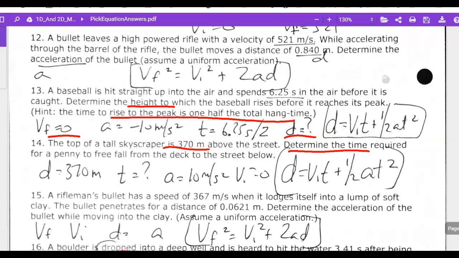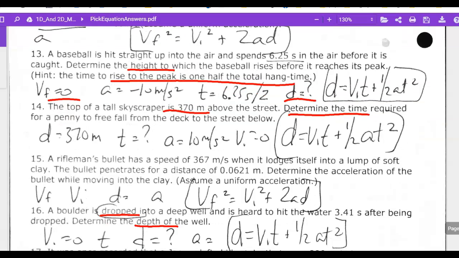A tall skyscraper, you drop a penny. Vi equals 0. They didn't tell you that, but when you drop something, you let it go from rest. It happened on the Earth. They didn't tell you that, but a equals 10 meters per second squared. How much time, t? And it fell a distance of 370 meters. Sorry for being so sloppy. When you drop something, you hold it still and let it go.